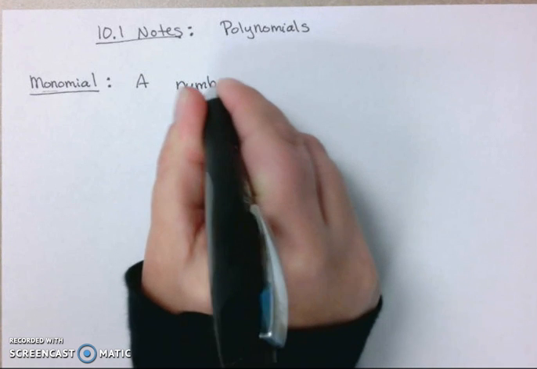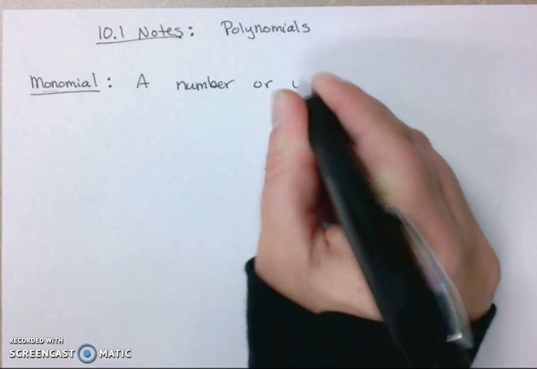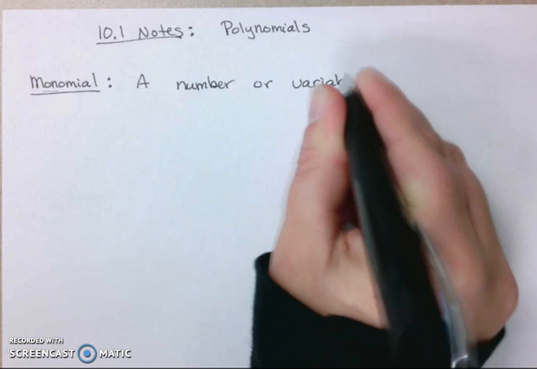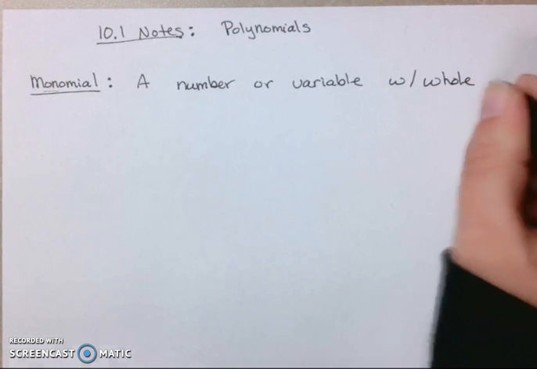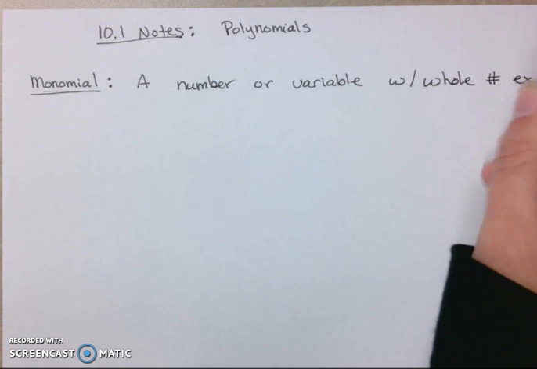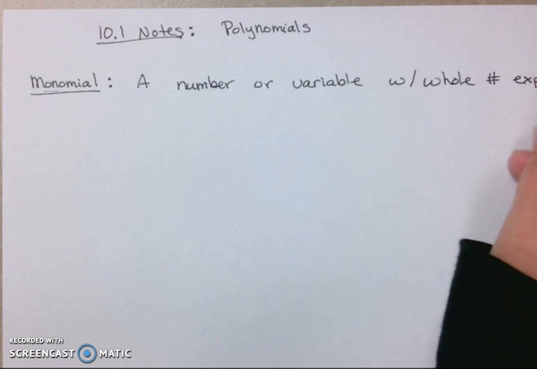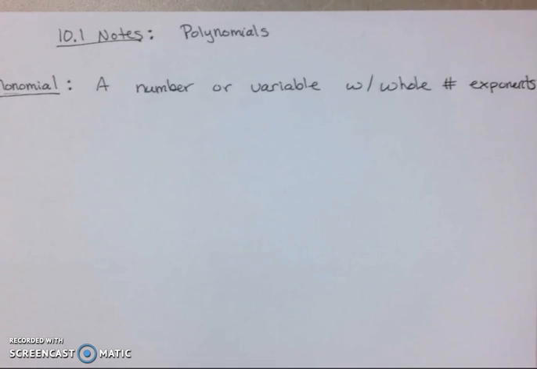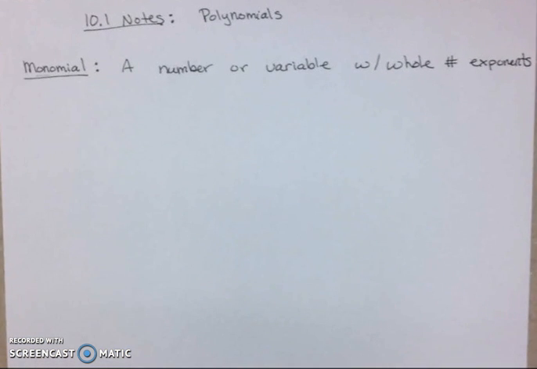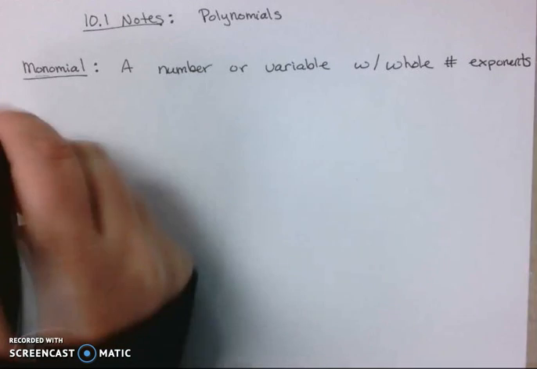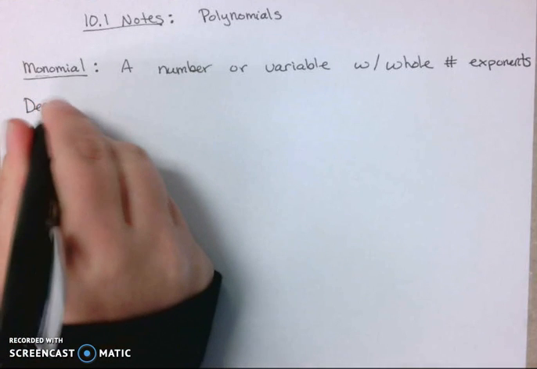It's a number or variable with whole number exponents. Adjust that so you can see it all. Sorry. Okay. And then, as I mentioned, there are different degrees.